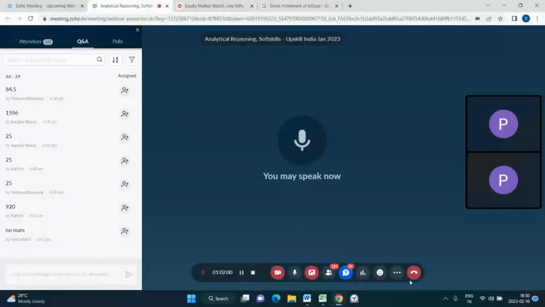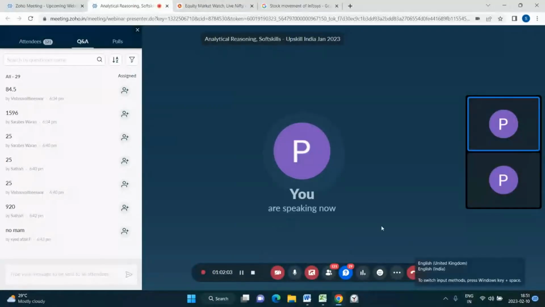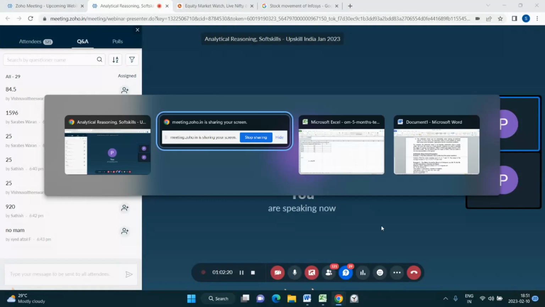First, you are able to see my screen, right? You can see my screen, right? Can you see my screen? Yes. Okay. So I'm giving you one problem. You can see it on my screen.